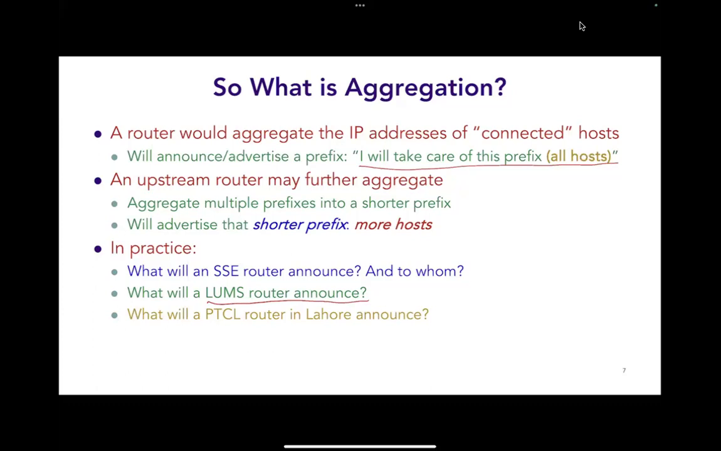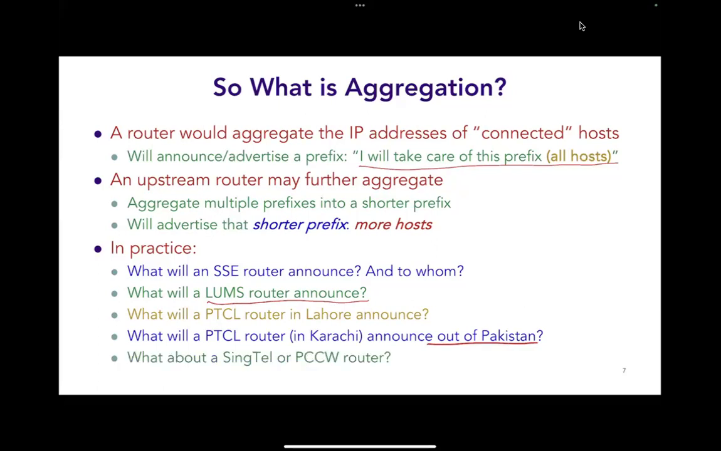Okay. And what will the PTCL router in Lahore announce? It will announce all the prefixes in Lahore, maybe aggregated together to a PTCL router in Karachi, which will be announcing prefixes by aggregation out of Pakistan. And this will be announced to service providers which are providing services to PTCL, through which the rest of the country is getting the service. Examples of those are Singapore Telecom, Singtel, and PCCW.